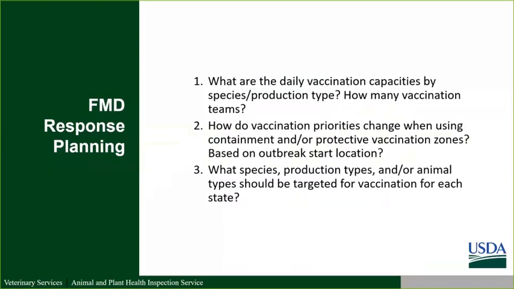So, a summary of the key points here and what we're seeing. Hopefully we'll be able to dig into a lot of these in future webinars. But what's critically important, and what we're seeing with the modeling, is that states and tribes need to know your daily vaccination capacity by species and production type, and how many vaccination teams you would have.